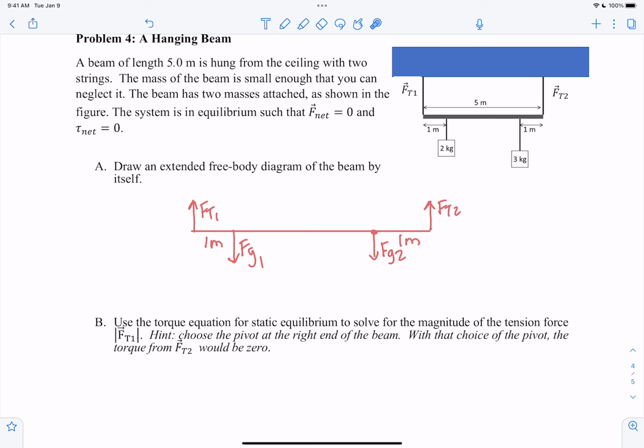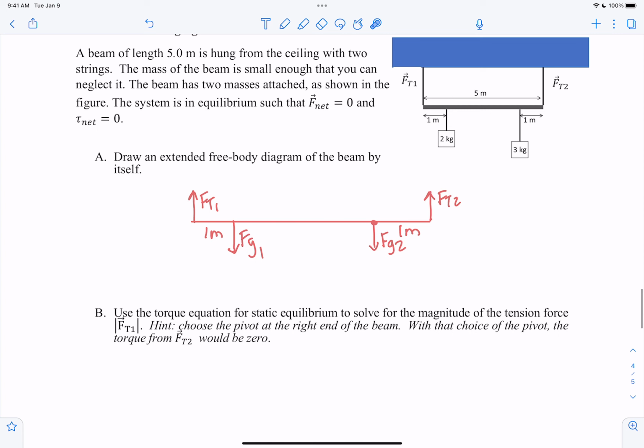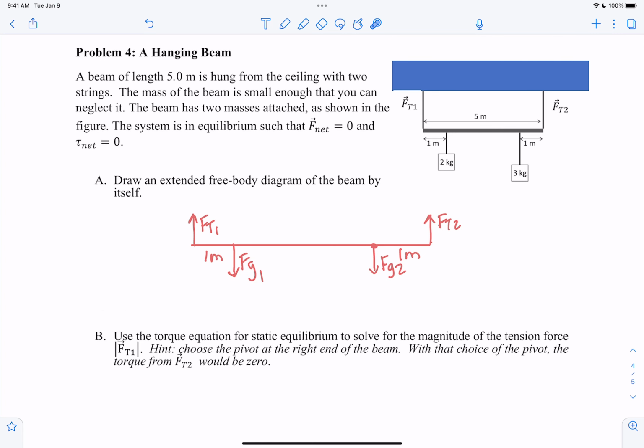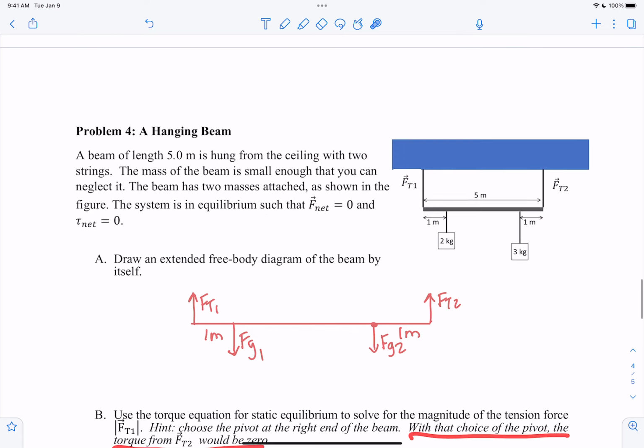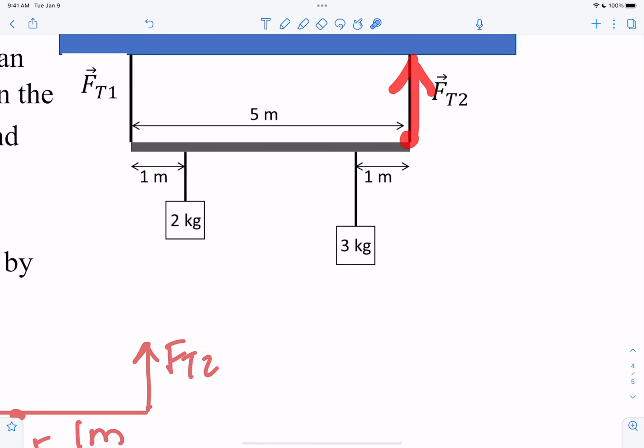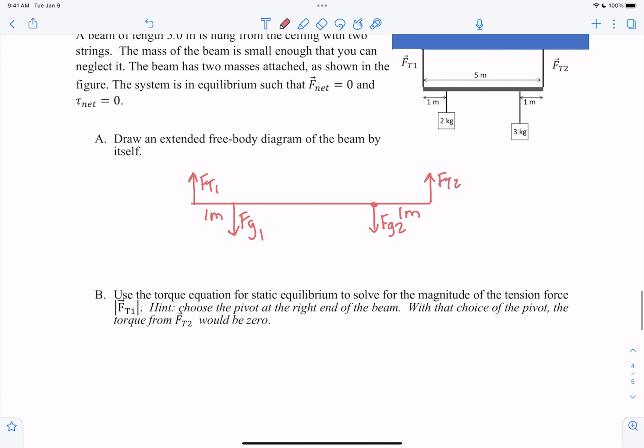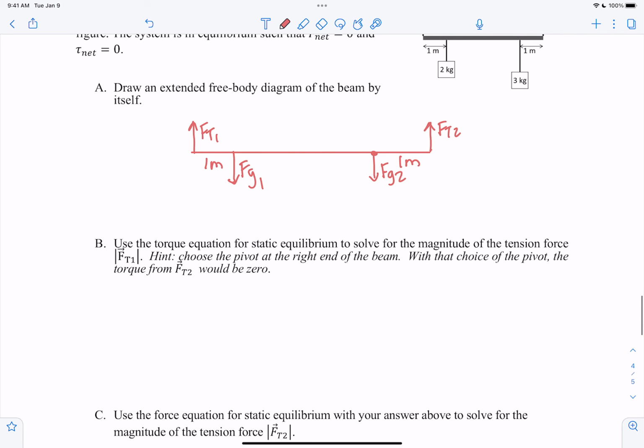Because then we would just figure out the torque due to Ft1, the torque due to this mass, and the torque due to that mass. We can calculate those two, then solve for the torque due to Ft1. And from the torque due to Ft1, we can figure out the force Ft1. And then that's it, right? So that's the hint that they gave you. Choose the pivot at the right end of the beam. With that choice of the pivot, the torque from Ft2 would be 0, because any force acting at the pivot has an R equal to 0. And so you no longer have a torque at that specific pivot.